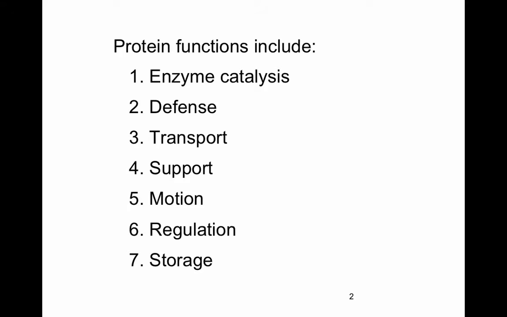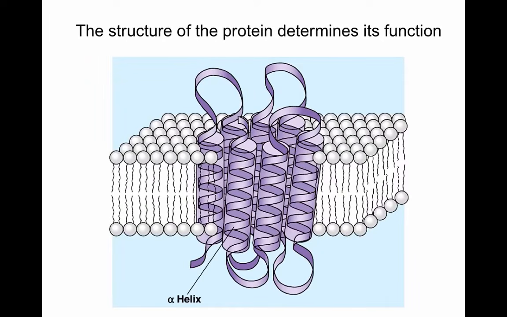For motion, proteins that make our muscles help us move, and they also help the cells move. They can help with regulation, so some proteins are hormones, and they can also be used as storage of energy. And what determines the function of a protein is its structure. So the structure of the protein tells us what is the function for that protein. And all these possibilities for proteins come from the way proteins are built.